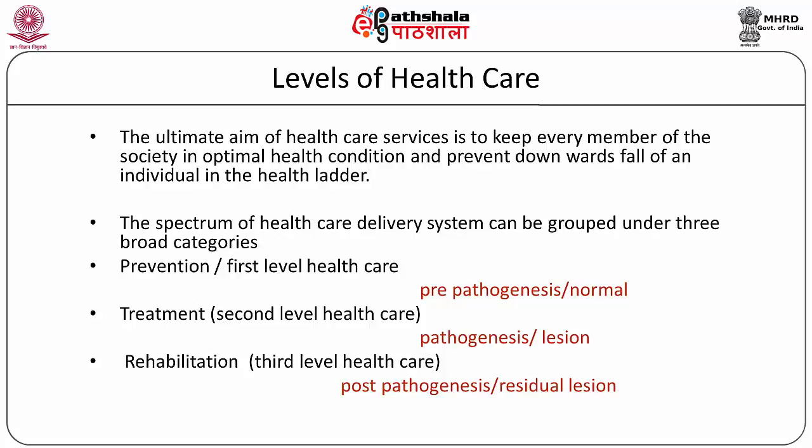The ultimate aim of healthcare services is to keep every member of society in optimal health condition and prevent the downward fall of an individual on the ladder of health. The spectrum of entire healthcare delivery revolves around prevention, and it can be grouped under three broad headings: prevention, the first level care; treatment, the second level health care; and rehabilitation, the third or tertiary level health care. The interventions done after the occurrence of disease fall under the categories of treatment and rehabilitation services, whereas preventive services include the measures taken before the occurrence of disease.